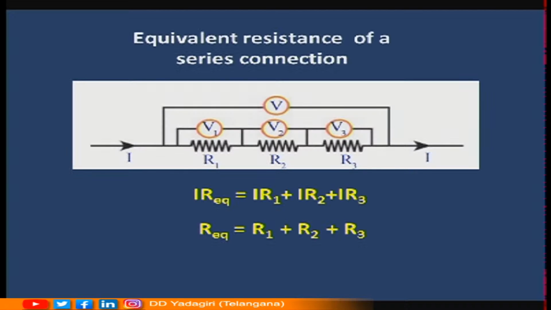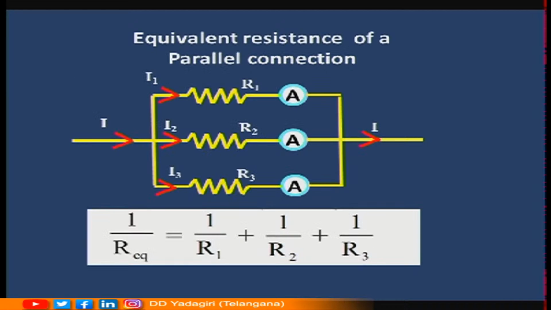Series and parallel connection. We have discussed that whenever resistors are connected in series, the equivalent resistance is given by R1 plus R2 plus R3, or the sum of all the resistances in the circuit. When resistors are connected in parallel, the equivalent resistance is given by the equation 1 by R equivalent is equal to 1 by R1 plus 1 by R2 plus 1 by R3. If there are more number of resistors which are connected in parallel, then we have to take the sum of all the reciprocals of the resistances, which gives you the reciprocal of the equivalent resistance.